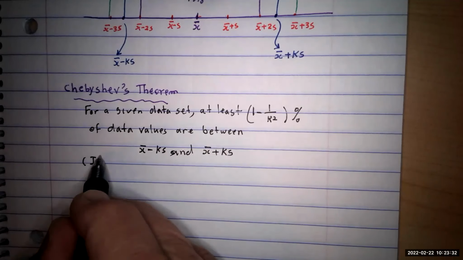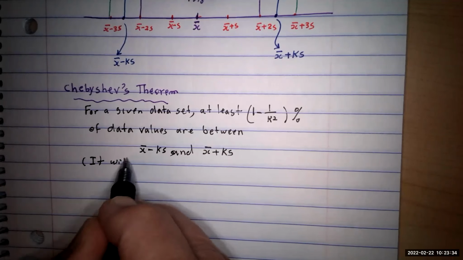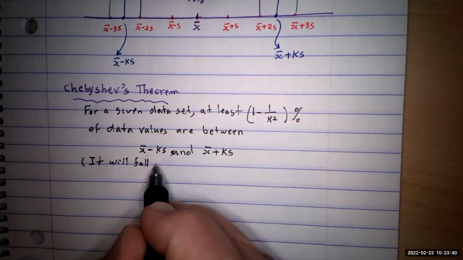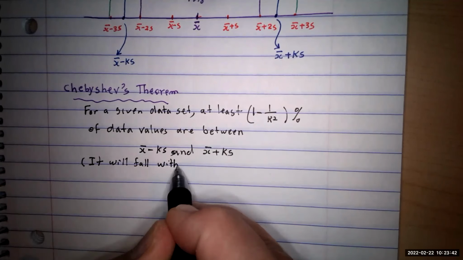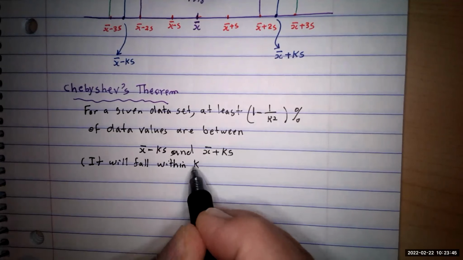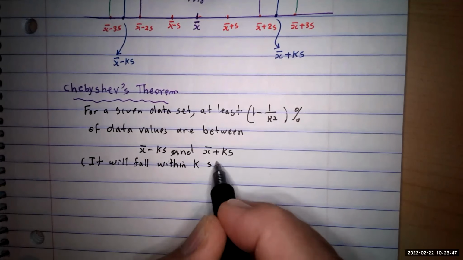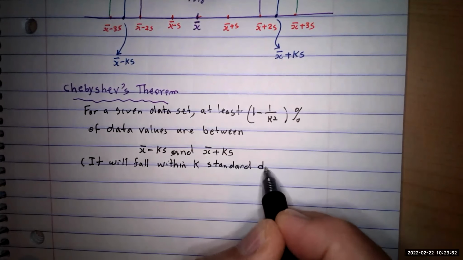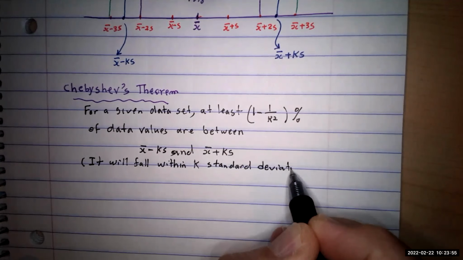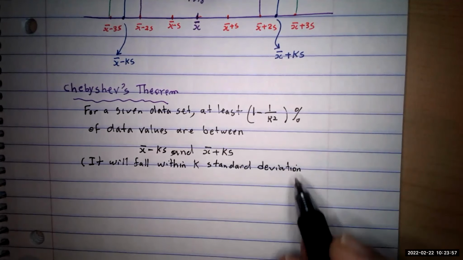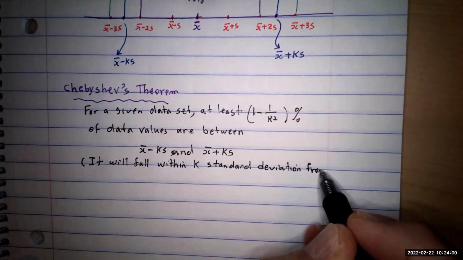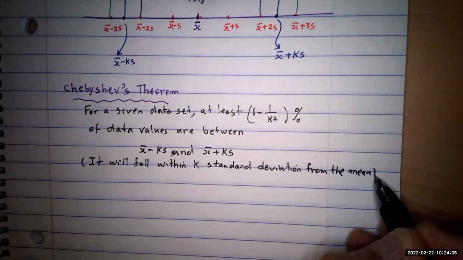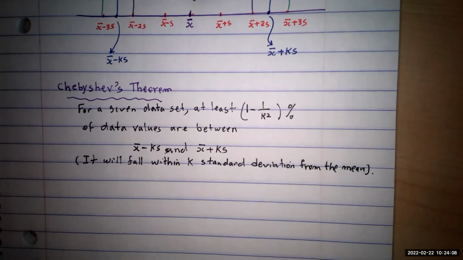So those values will fall within k standard deviations from the mean, from the center. Okay, so that's a general one.